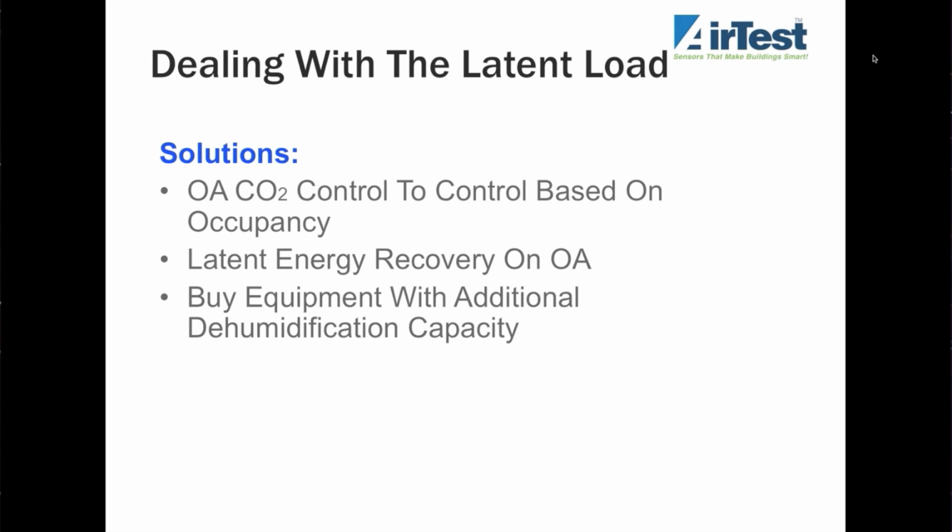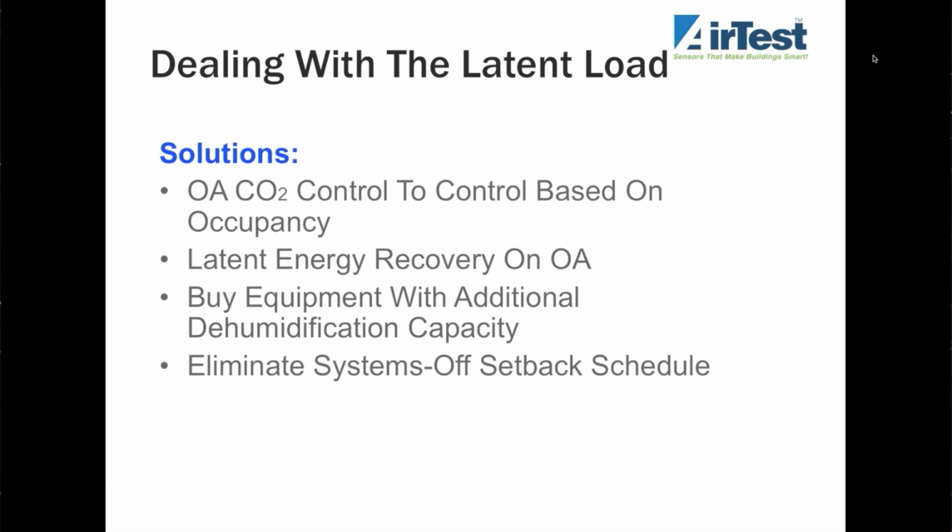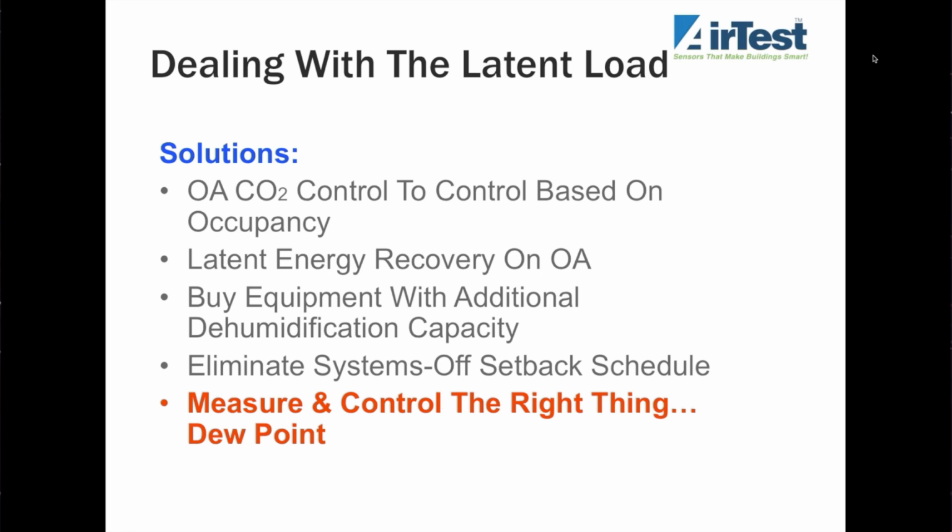Many air handling equipment now does have the ability to vary the amount of cooling capacity with the amount of dehumidification capacity. And one of the things that's also useful, particularly in humid climates in the summertime, is to eliminate setback schedules when you know that it's highly humid outside and that humid air can infiltrate into the building, and then you have to try and dehumidify it all at once in the morning.